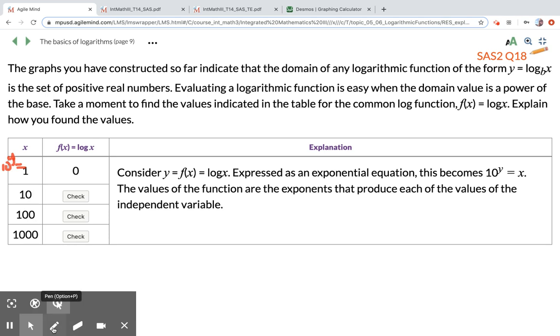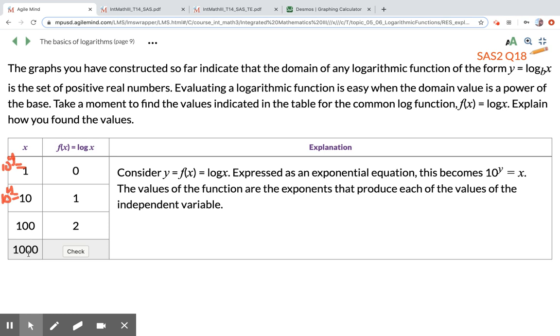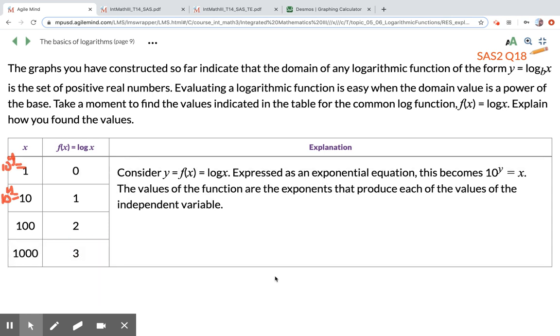And then I'm going to do the same thing here. This is common log, so 10 to the what power would give me 10? Well, 10 to the 1 power would give me 10. So I'm going to put that in there. And do that for these guys. 10 to what power would give me 100? Well, 10 squared would give me 100. And 10 to what power would give me 1,000? Well, 10 to the 3rd power, 10 cubed, would give me 1,000.